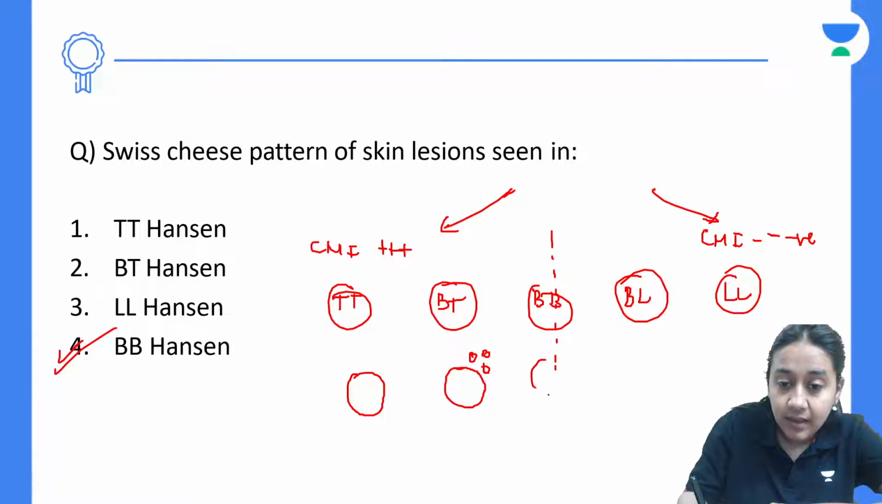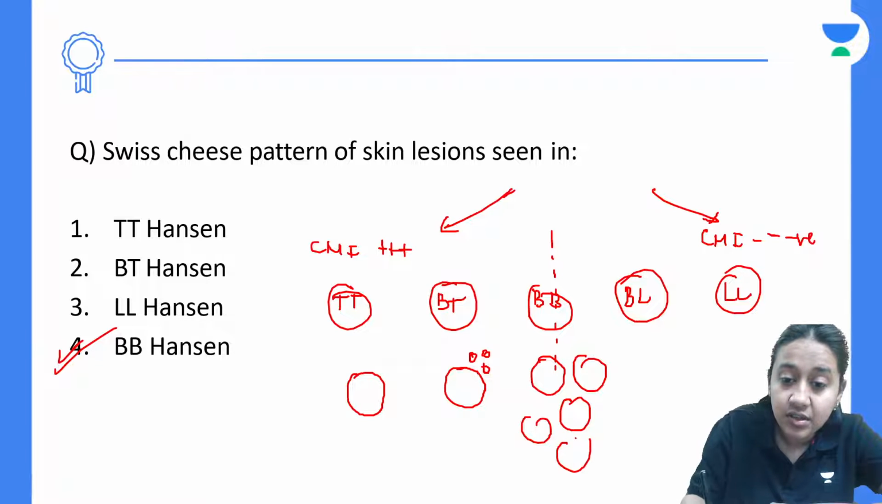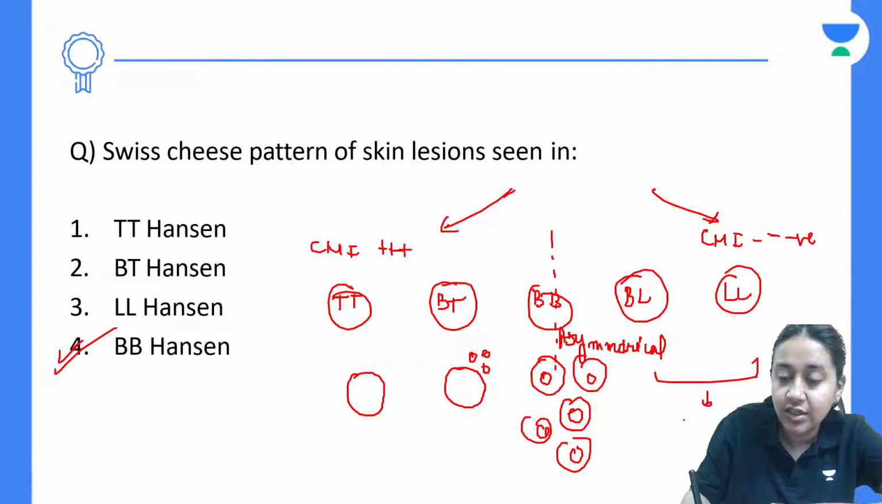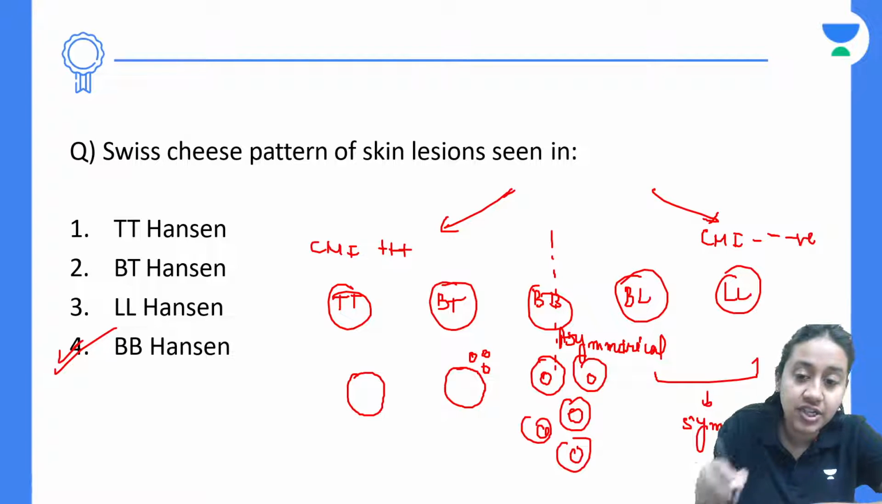For BB, you will have multiple lesions which are punched out. But how are they different from the lepromatous group? They are asymmetrical. They are more towards one pole. While in BL and LL, you will see symmetrical multiple lesions. So that is how you differentiate.